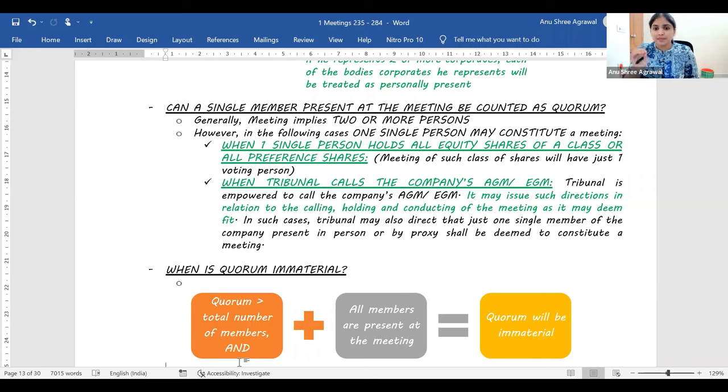Then number 2, sometimes the company is holding the meeting because NCLT is ordering the company to hold the meeting. When the NCLT orders the company to hold the meeting, NCLT can give any instruction. In such cases, NCLT can also give an instruction that just 1 member present, that itself is enough, start the meeting. So when is 1 single member also enough? Number 1, when all the shares of that particular class are held by only 1 person. And number 2, NCLT is asking the company to hold the meeting. NCLT can give any directions. NCLT can even give a direction that only one member is present. That itself is enough. Continue with the meeting.